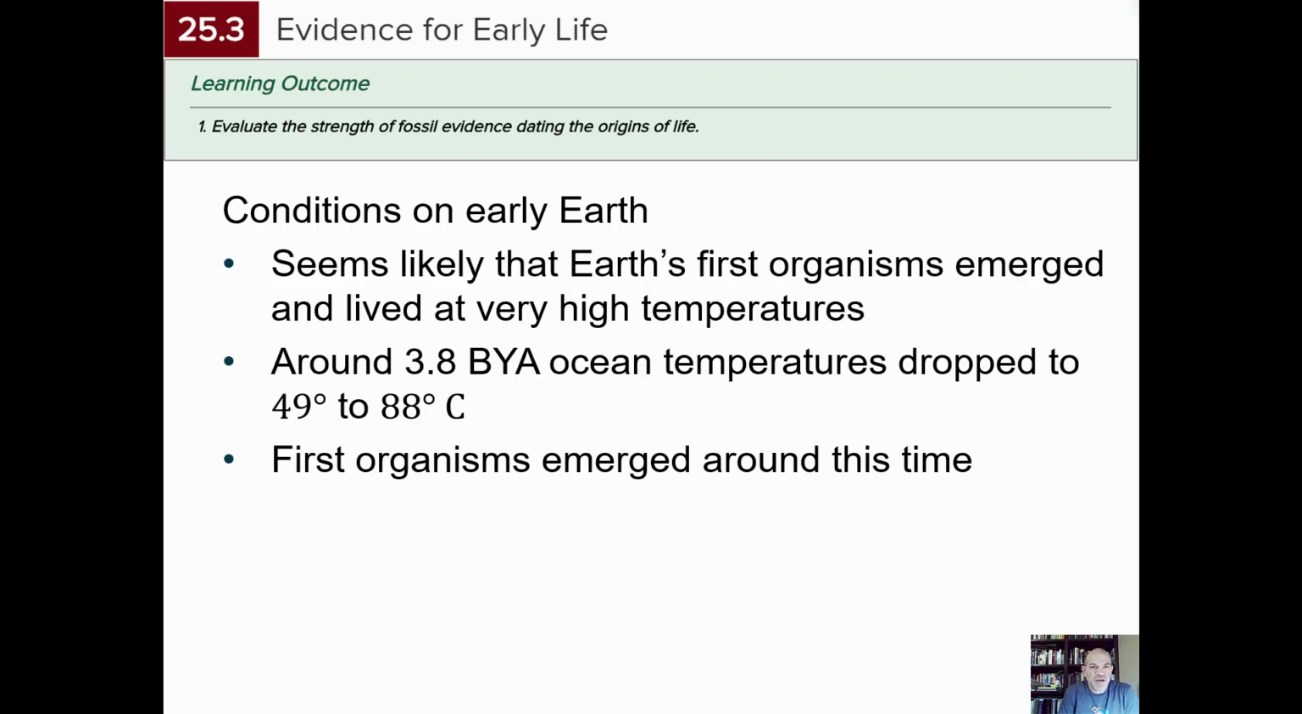So in this section, we're going to look for evidence for early life, and the learning objective for this one is to evaluate the strength of fossil evidence dating the origins of life.